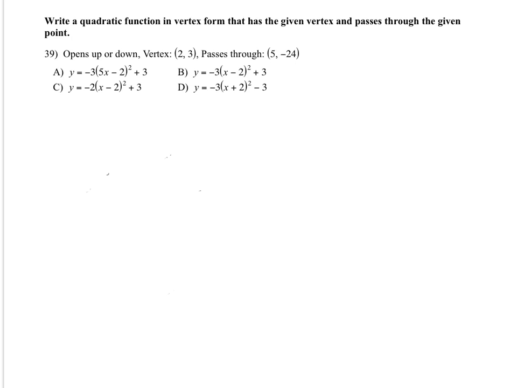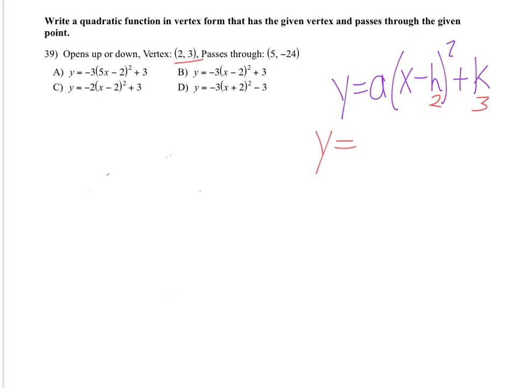Next up, we've got to write a quadratic function in vertex form that has the given vertex and passes through this given point. There are two things that you've got to remember. The first is what vertex form actually looks like, and that's y is equal to a times the quantity x minus h squared plus k. Vertex is 2, 3. That goes into those places. So we've got y is equal to a times the quantity x minus 2 squared plus 3.